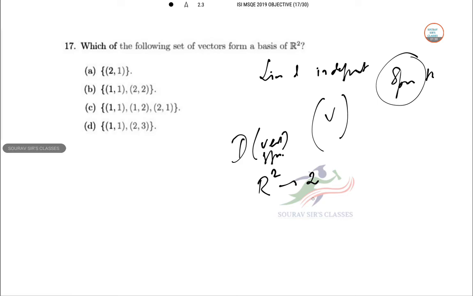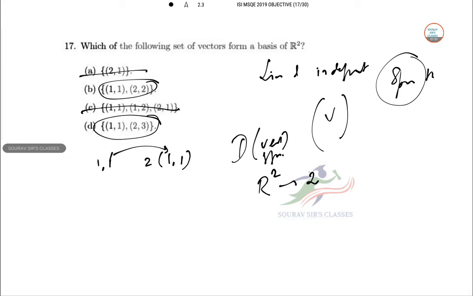So among the second and fourth options, these two are possible, and you need to choose any one. The vectors in the second one are linearly dependent. Why? (1, 1) and (2, 1, 1). So linear dependency is there, but (1, 1), (2, 3) can represent. So D is the answer.